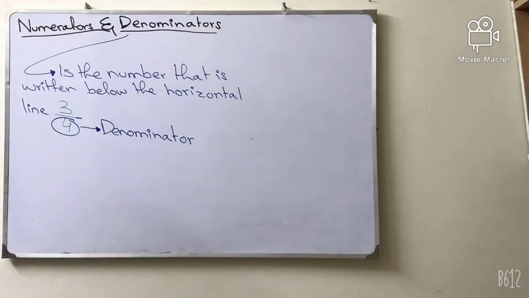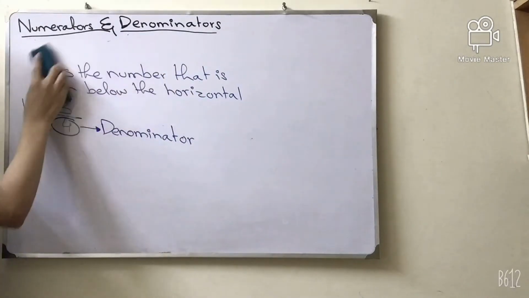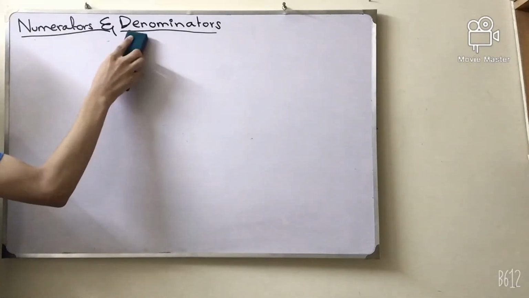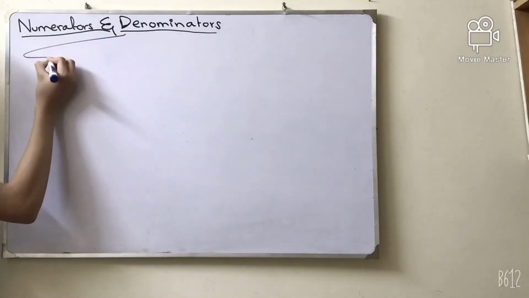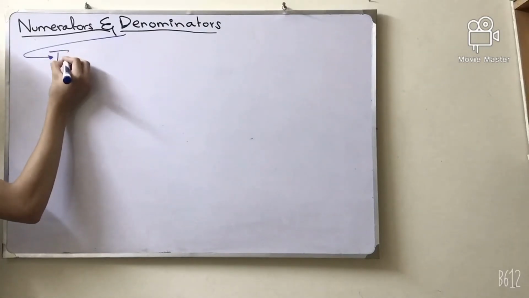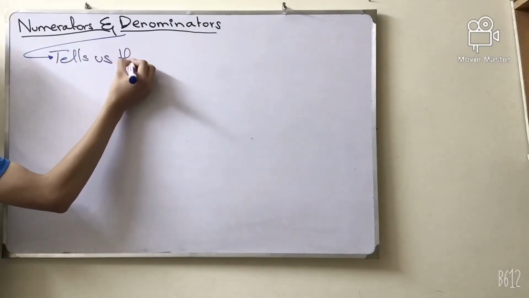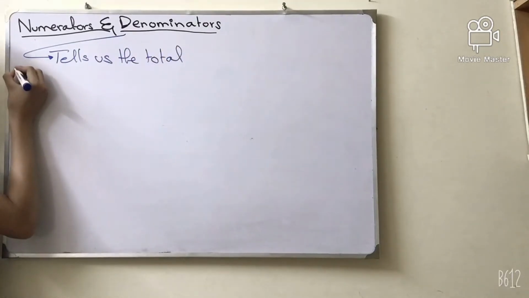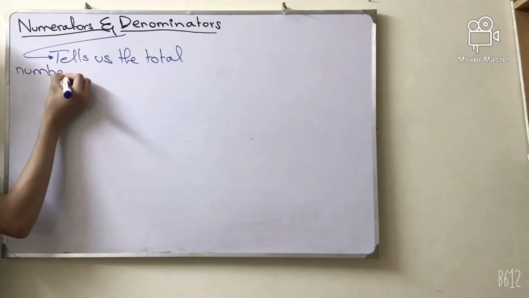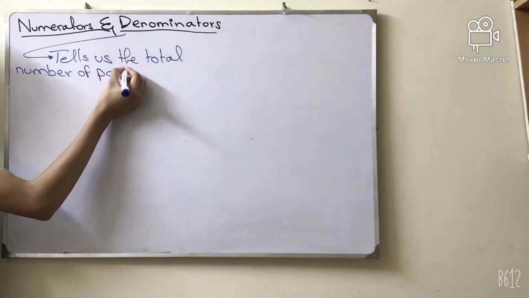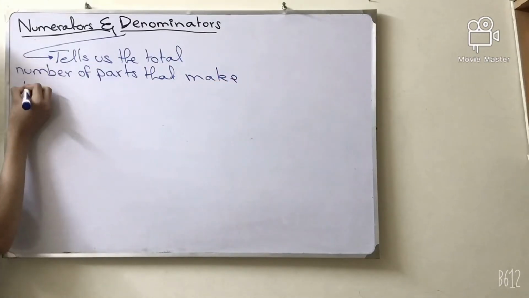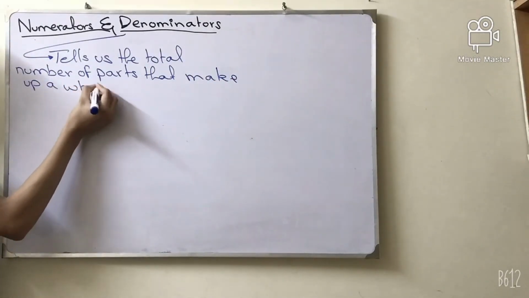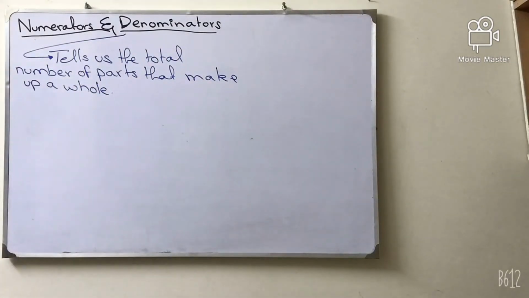Now let me explain you the second point related to denominator. Denominator tells us the total number of parts that make up a whole. Now I'll explain you this point by drawing two pictures.